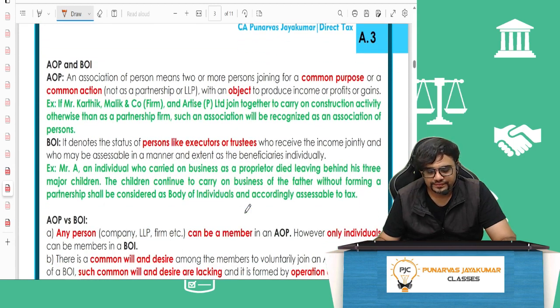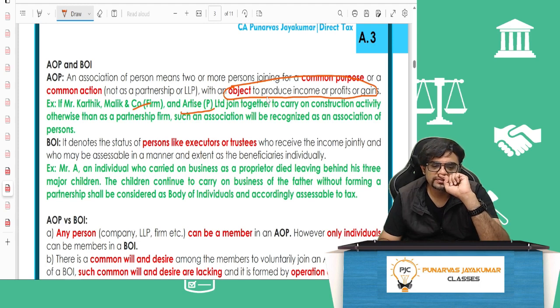AOP, BOI. Though there is a separate chapter, we'll just quickly see. An association of persons means two or more persons joining for a common purpose or a common action, with an object to produce income or profits. An association of persons will always have an objective of making money. Mr. Karthik, Malik and Company firm and Artist Private Limited joined together. It is called association of persons. They should join together otherwise than as a partnership firm, because a partnership firm means it will become a partnership firm.